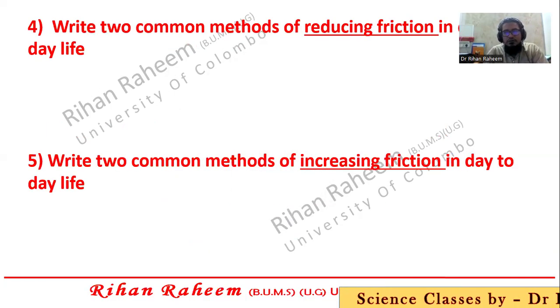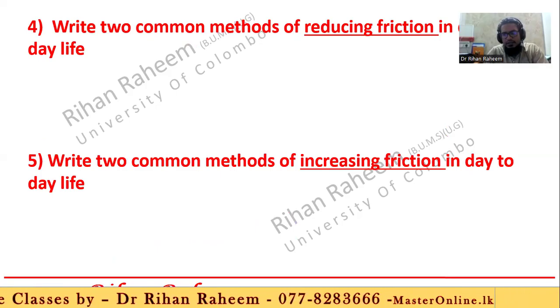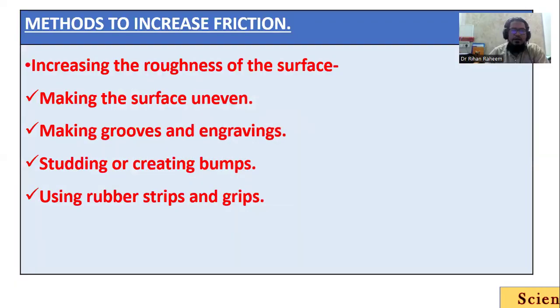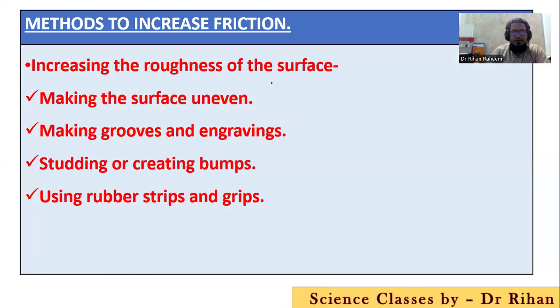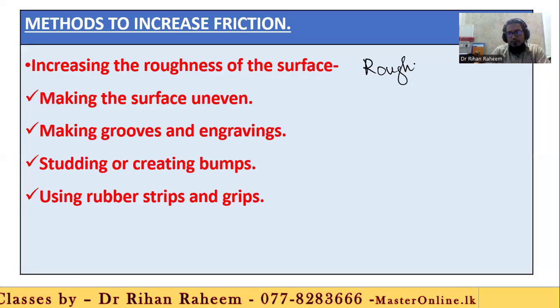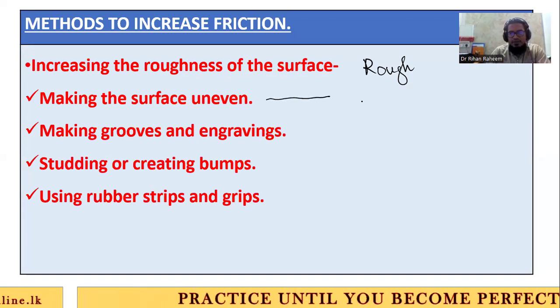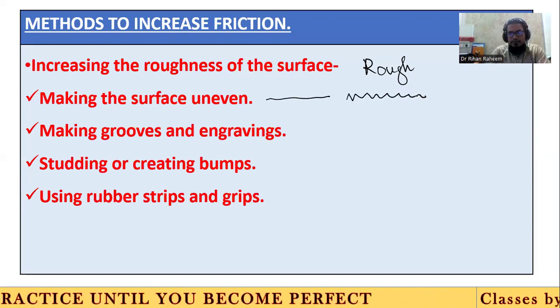Write two common methods of reducing friction in day-to-day life. And the next question is, write two methods of increasing friction in day-to-day life. Here, methods to increase the friction: making the surface rough. How can you make it rough? Making the surface uneven. If it is like this, you make it like this, uneven.